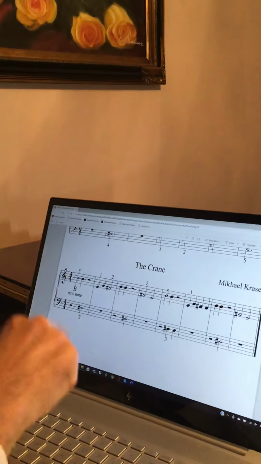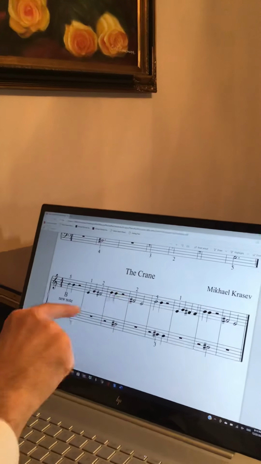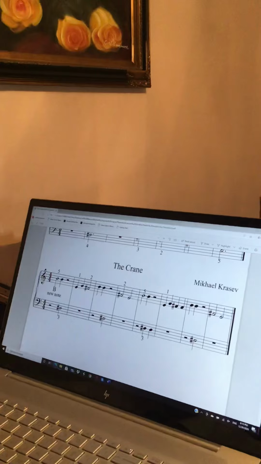If it's necessary to use another sharp, the composer needs to put the sharp sign over there.